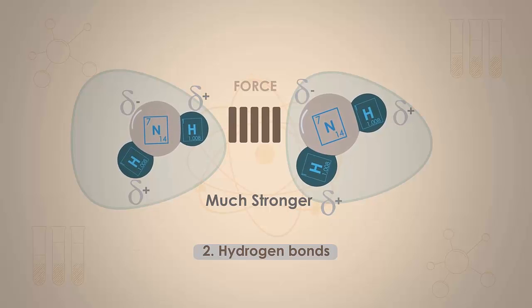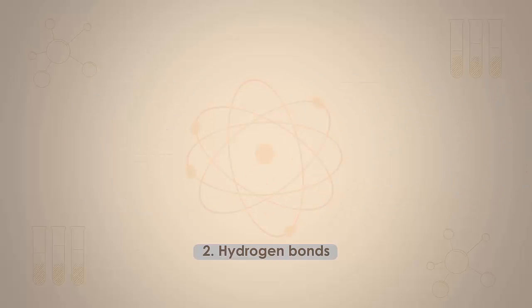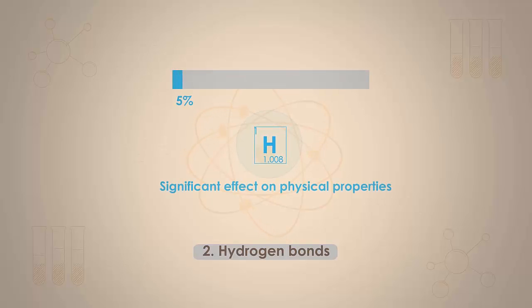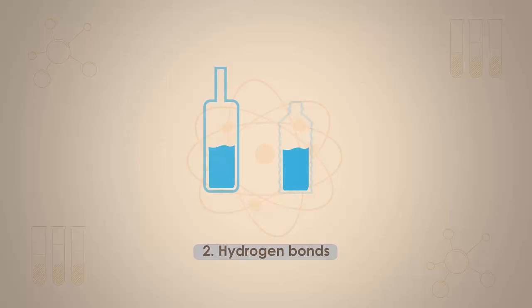So, a hydrogen bond is the attraction between the H delta positive of one molecule and the delta negative on the lone pair of a fluorine, oxygen or nitrogen atom of a neighbouring molecule. Even though a hydrogen bond has only about 5% the strength of a covalent bond, it does have a significant effect on the physical properties of compounds. For example, were it not for hydrogen bonds, both water and alcohol would be gases at room temperature and pressure.